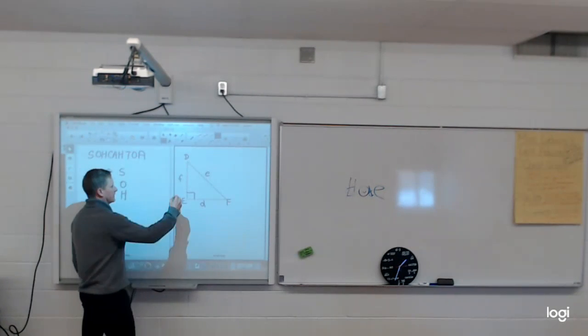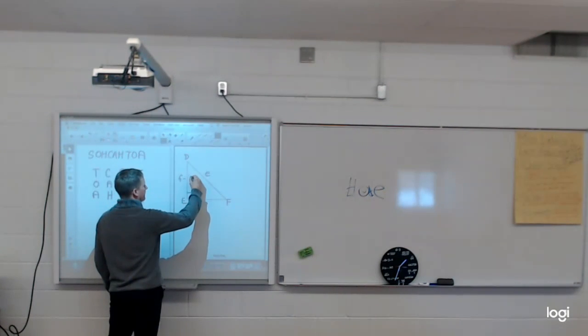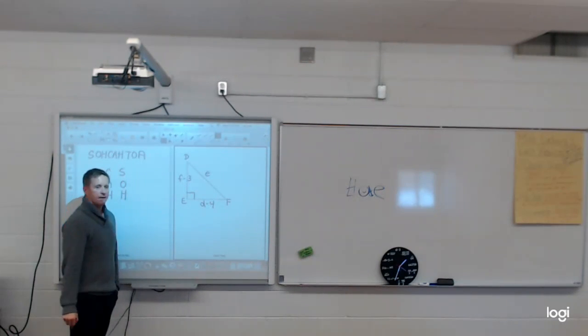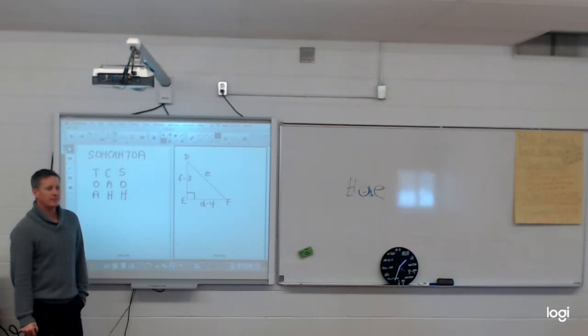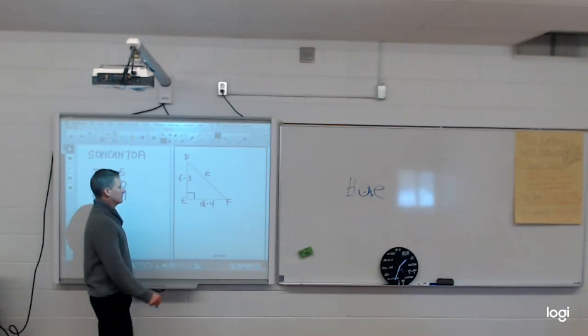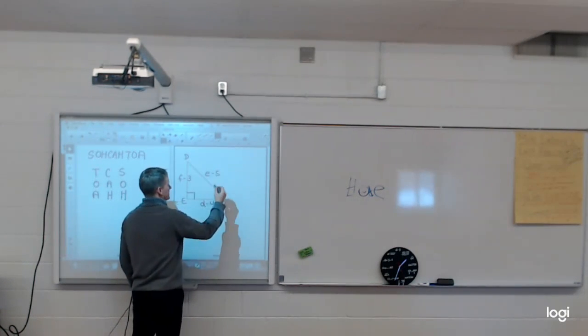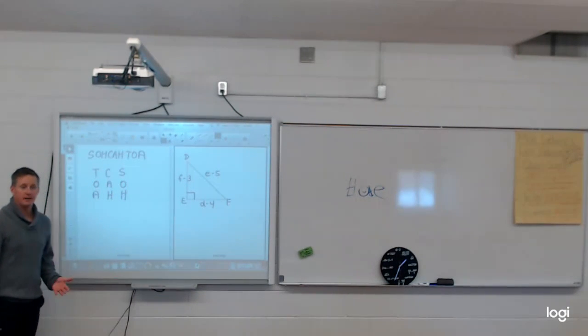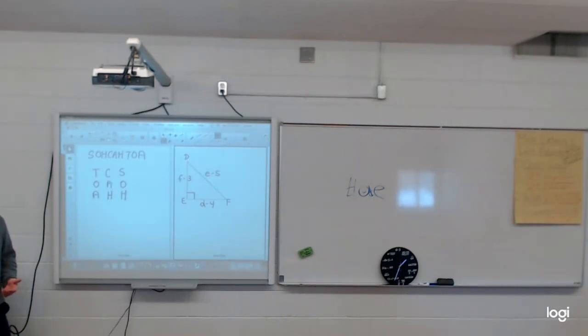So let's do the very basic. 3, 4, and what does E have to be? 5, because 3 squared plus 4 squared equals 5 squared. So there's the very basics of it. So far, so good? All right. I want to find out what the measure of angle D is.